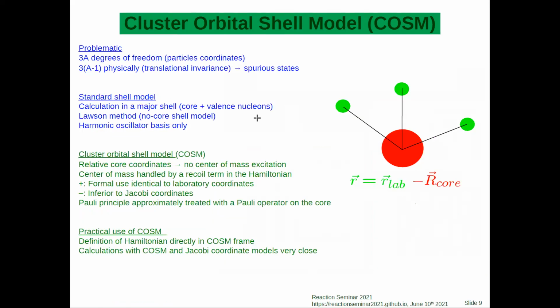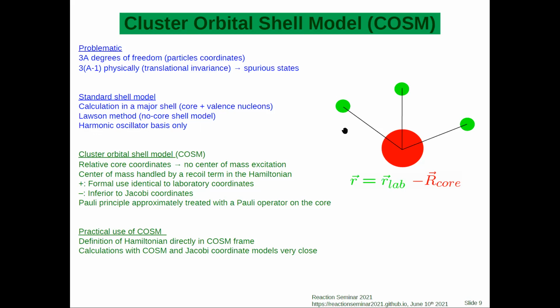A problem which does not exist with the harmonic oscillator basis, but which is very important with the Gamow shell model, is how to solve center of mass excitations. With the standard shell model, we can use the Lawson method, so that the fact that we have 3A degrees of freedom in the model instead of 3A-1 physically is solved by the fact that we can freeze the spurious degrees of freedom into the harmonic oscillator ground state for the center of mass using the Lawson method, so that the problem has been solved for many years. But it works only with the harmonic oscillator basis.